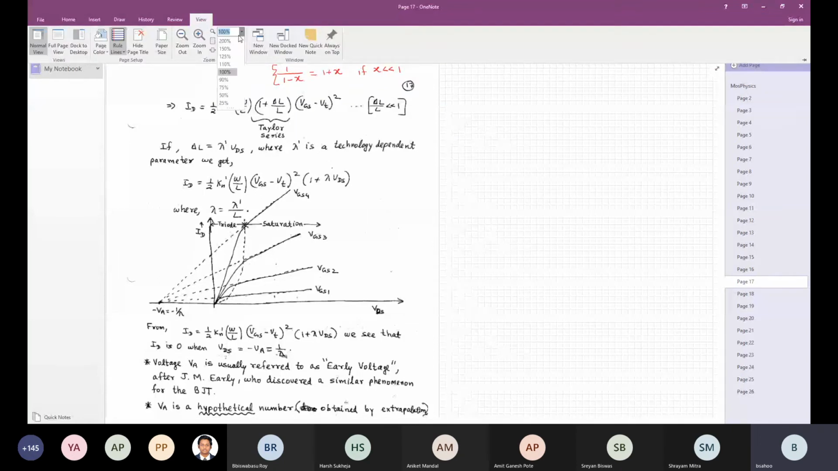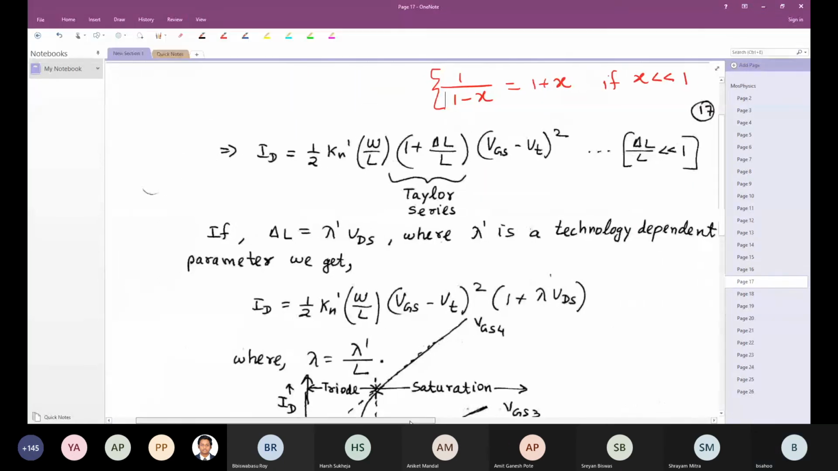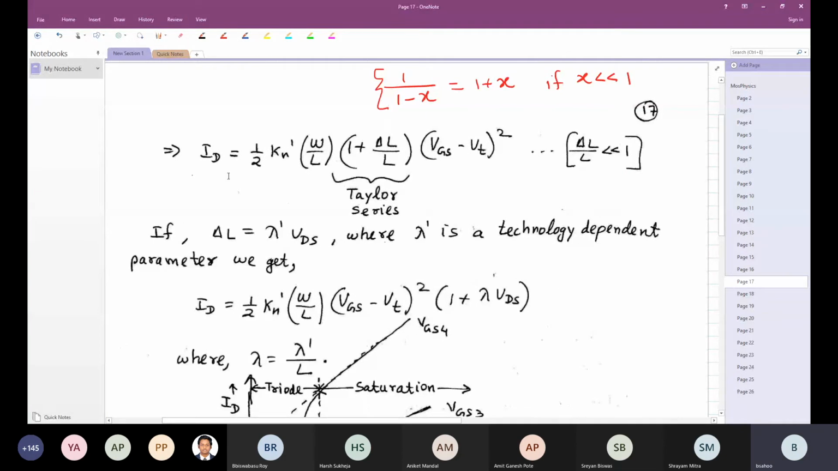So we were over here. Okay. So ID, therefore, in the denominator, we know the Taylor series expansion that all of you know about this. So we will have an expansion given. Therefore, the 1 by 1 minus delta L by L will turn out to be 1 plus delta L by L. Now we say that delta L is lambda dash VDS.